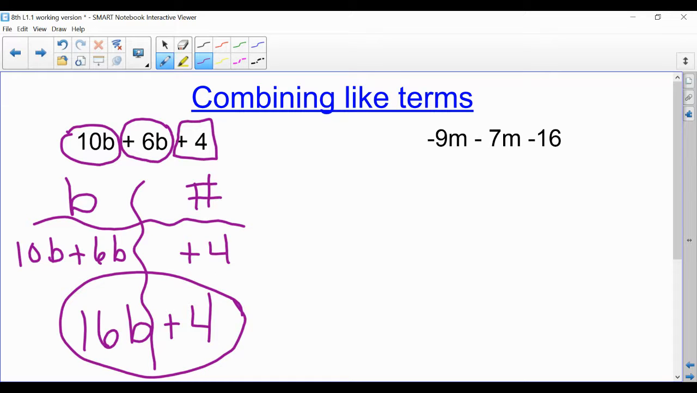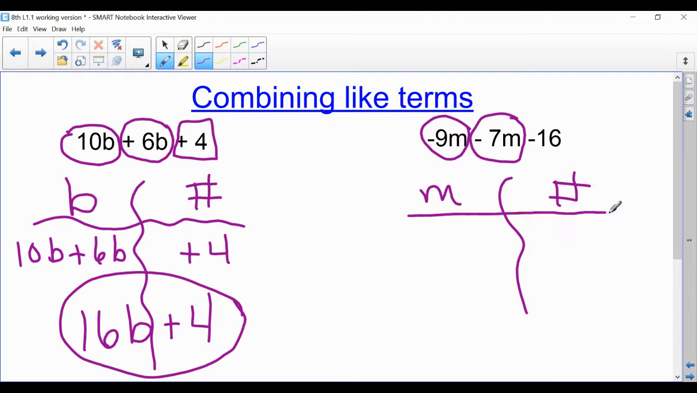In the next one over here, it says negative 9m minus 7m minus 16. So I have m's and I have numbers. Here I have a negative 9m and a negative 7m. So we have negative 9m plus a negative 7m. And here we have a negative 16.